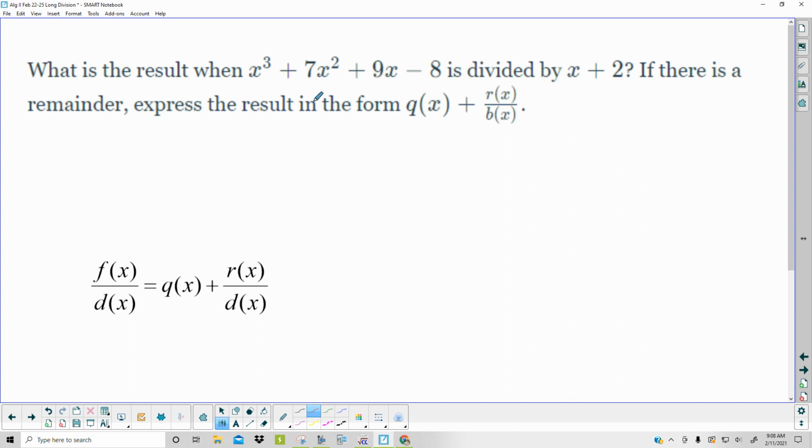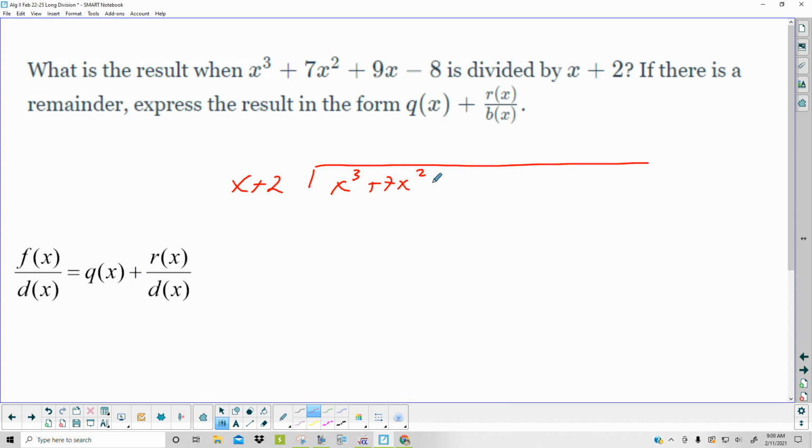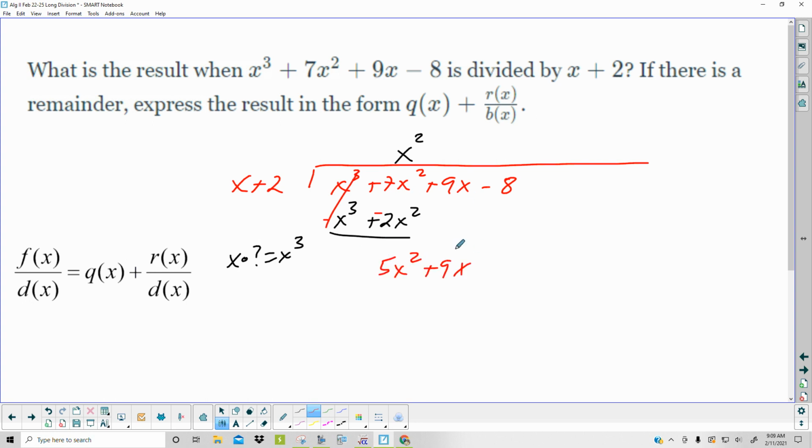Okay, so here goes. I want to divide x plus 2 into this thing. So let me scoot this out of the way. I want to take x plus 2 and divide it into x cubed plus 7x squared plus 9x minus 8. X times what will give you x cubed? Oh, x squared. So I write that over here, over the squares. X squared times all this gives you x cubed plus 2x squared. Change their signs. That cancels out. You're left with 5x squared plus 9x. Bring the next thing down.